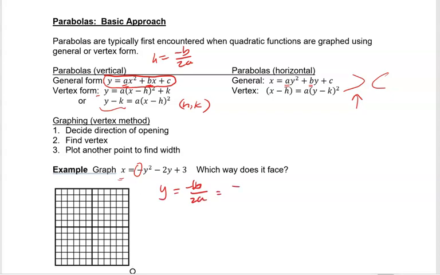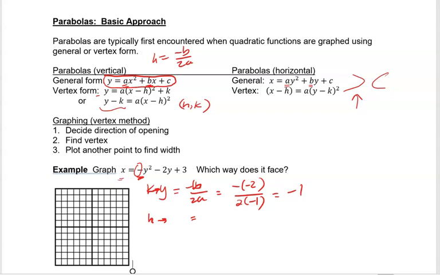and that's going to be negative 2, divided by 2 times negative 1, which is the coefficient of the y squared. There's a lot of negative signs, but it does eventually come out to be negative, and then 2 divided by 2 gives us 1. So this is our k value, which is the y value. And then for h, our x value of our vertex, we want to use the formula. This is going to be the evaluated expression.